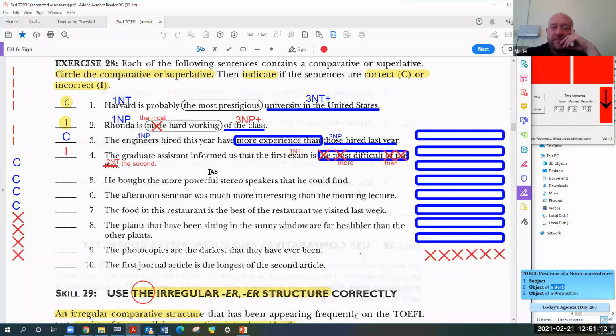You understand, gentlemen? Yeah? No? Yeah. Okay. So let's see. Suhaib. Okay, number 5. I think it's correct. You think 5 is correct? Yeah.